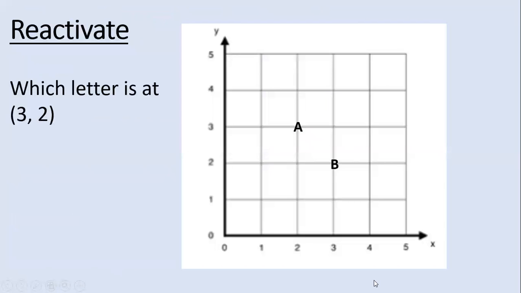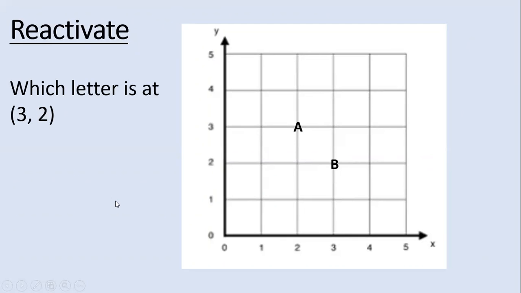Right, our reactivate question. Which letter is at coordinate 3, 2? Well, let's have a look. Can we remember the key learning when it comes to coordinates? And that is to move along first. So the first coordinate tells us to move across. So that's 1, 2, 3. And then the second coordinate is to move up, 1, 2. So you can see that B is coordinate 3, 2.